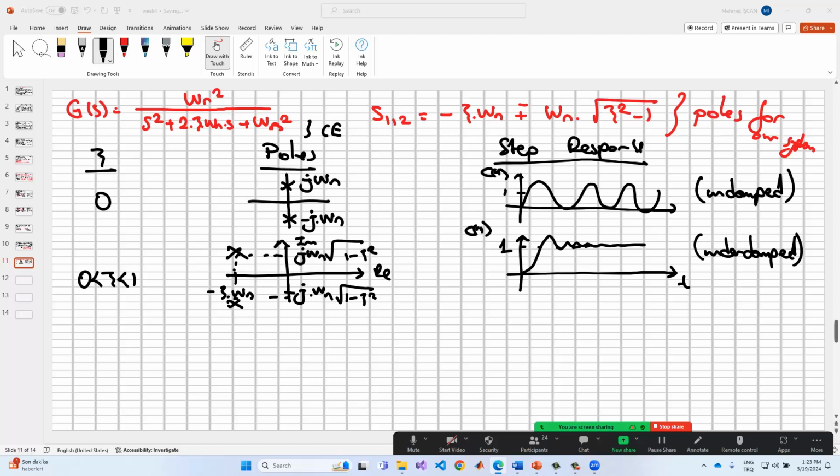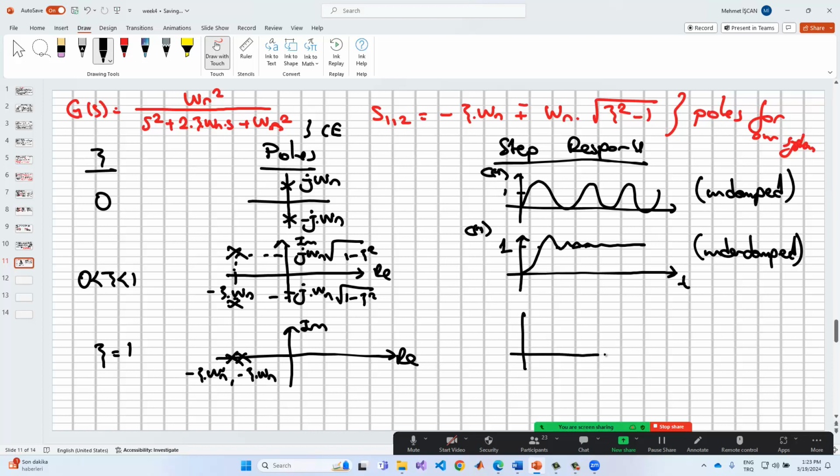And so what if I choose zeta equal to 1? If we choose zeta equal to 1, we have this plane in here just like this one, and then we have the two poles at the same place in here, minus zeta omega n and minus zeta omega n. Okay, and so what's the output of this in the time domain? We have the critical damped response, right? This is the critical damped, right?